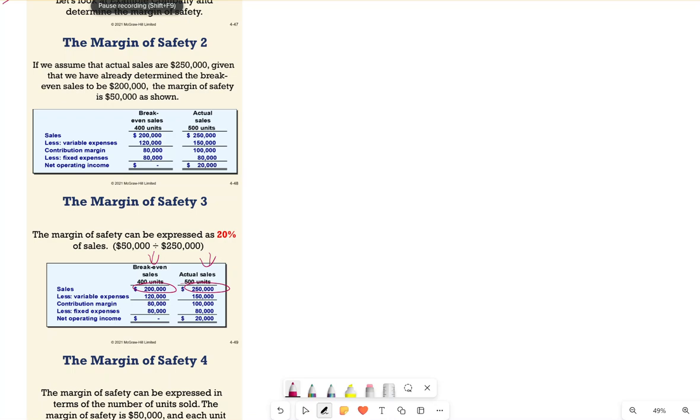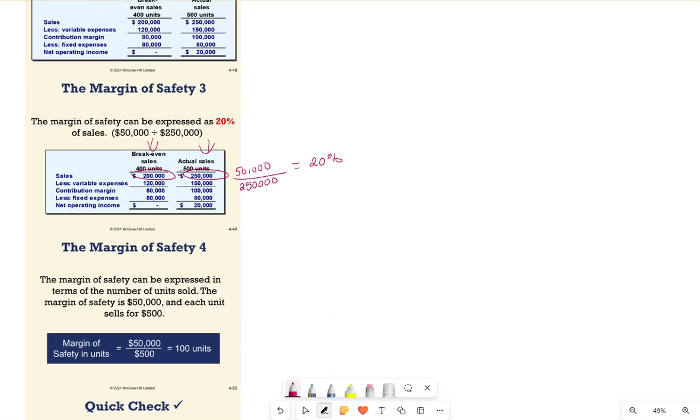So that's what you're looking at, your margin of safety. Your actual sales minus your break-even sales, which is your $50,000, divided by your actual sales, which is your $250,000. It gives you a percentage of 20%. And if they ask you for a dollar value, your $50,000 will be your margin of safety. How do you get it? The difference between the actual sales minus the break-even sales is the margin of safety. Margin of safety divided by your actual sales will give you the margin of safety in a percentage.